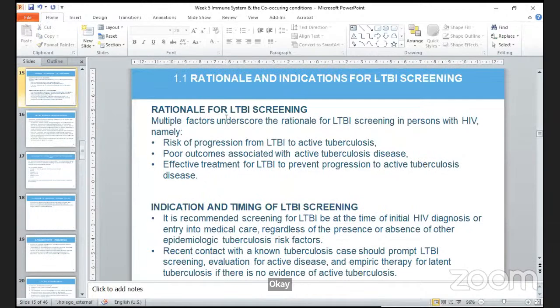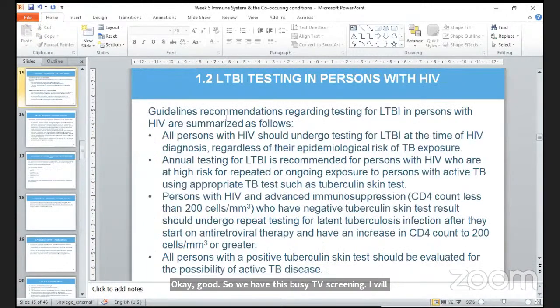So we have this with TB screening. I will not dwell so much on that. Testing of TB, we still will not go so much into that. But there's something I want to mention on this page. As for this TB, when is it recommended to be wary of possible occurrence of latent TB in somebody who's living with HIV, to warrant testing?